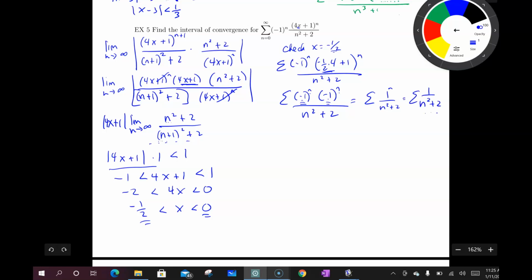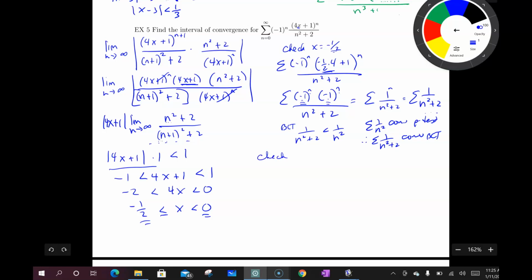Okay, what does this sum do? Well, I know I can do an easy basic comparison test on this. 1 over n squared converges by p-test. So therefore, 1 over n squared plus 2 converges by basic comparison test. So that means I want to include negative 1/2.